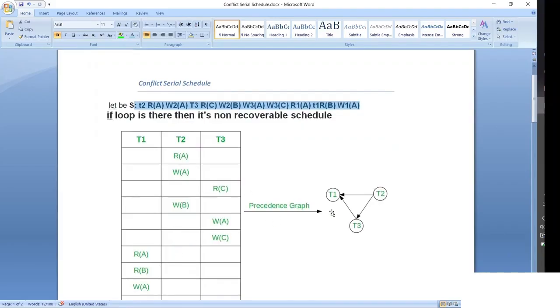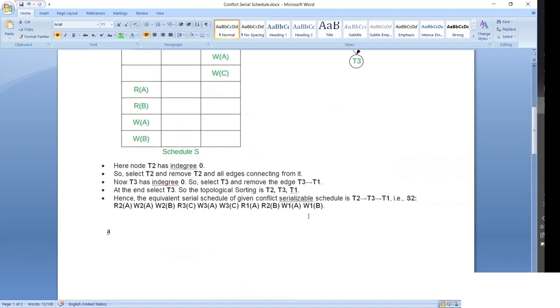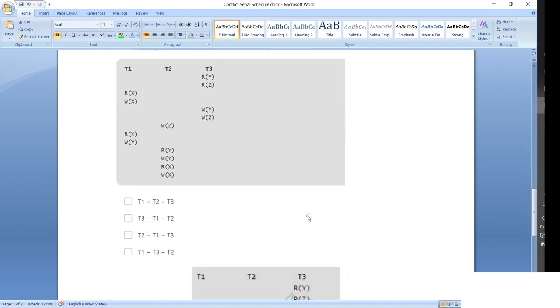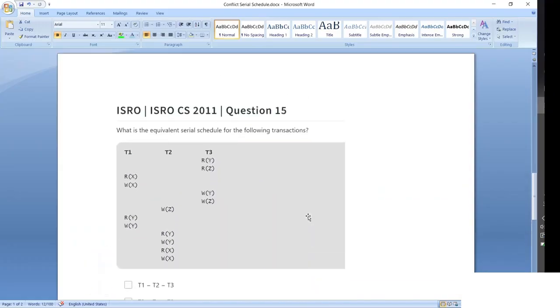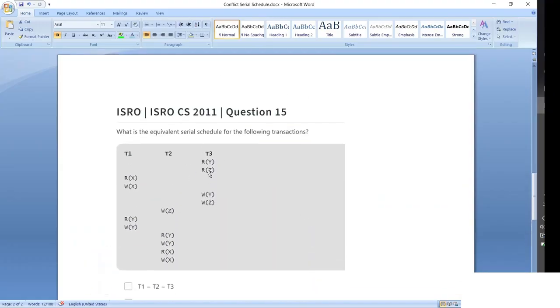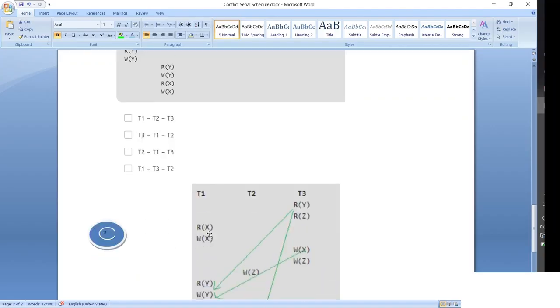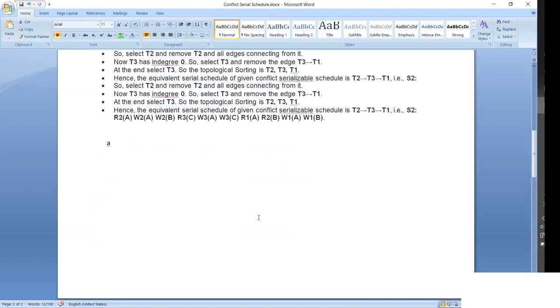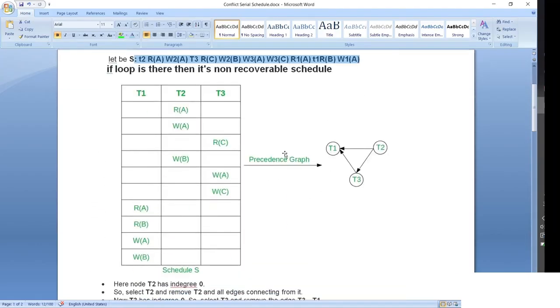Now from this table you will draw a precedence graph. So like this we will draw a precedence graph. Okay, now let's see how to draw the precedence graph. Okay, so let's suppose that what I had given was T3, then T2, T1. From this our graph will be made like this. Okay, so suppose this is what is given to you.